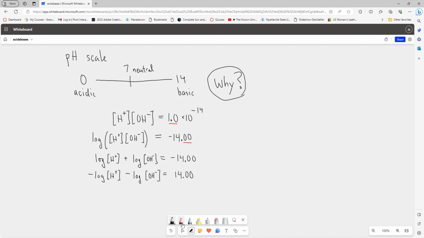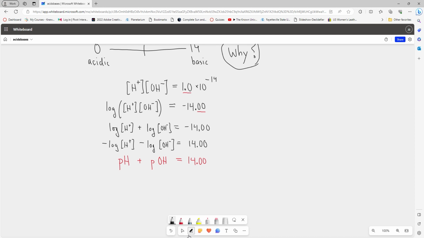The reason we're doing this is because the negative log of H plus has a name. It's called the pH. And the negative log of OH minus is called the pOH. And so those added together give us 14. If the solution is neutral, that means the pH and the pOH would have to be the same, because the concentrations of H plus and OH minus are equal. And if they must add up to 14 and yet be equal, then the two of them will both have to be 7. That's why 7 is neutral.